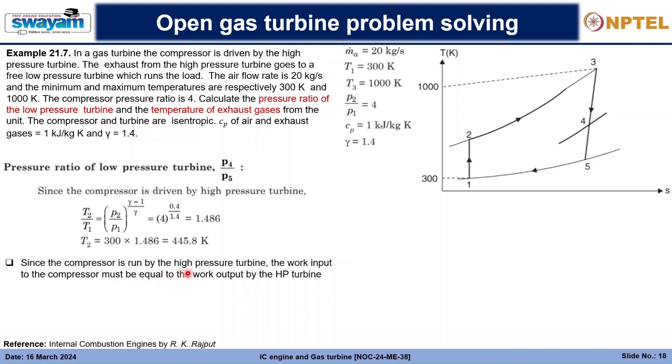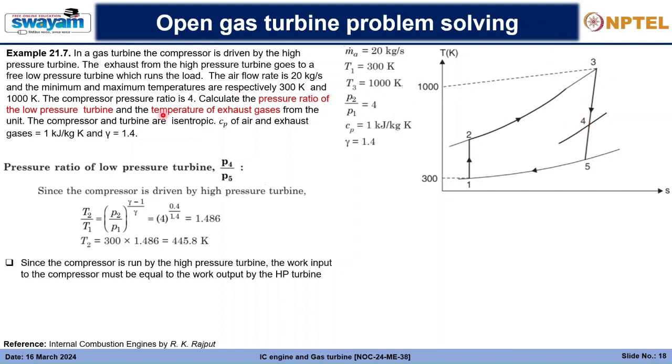Since the compressor is run by the high pressure turbine, the work input to the compressor must be equal to the work output by the HP turbine. So whatever the work output by the HP turbine, that must be exactly equal to the work input to this compressor, and accordingly we can equate the work output here to the work input here, and the work output here is T3 minus T4.